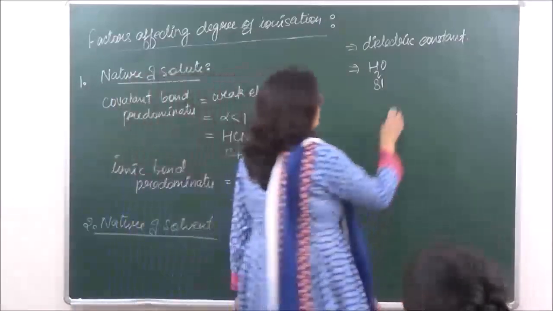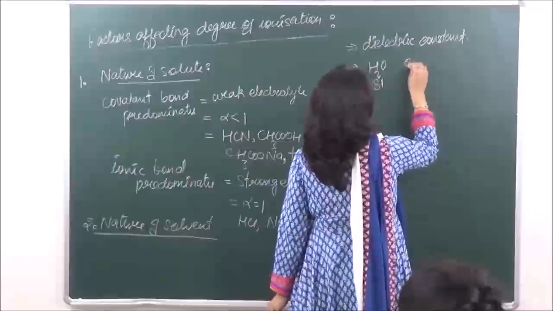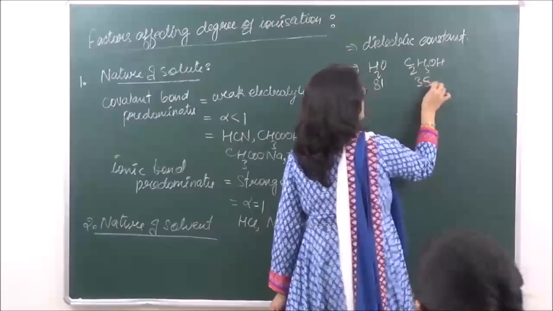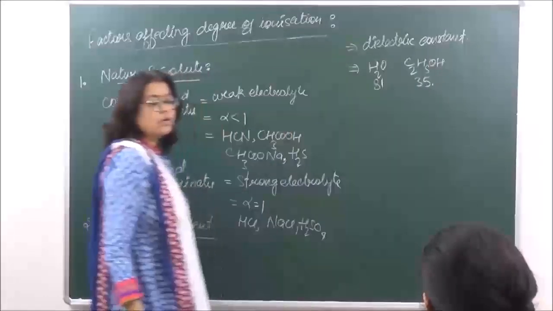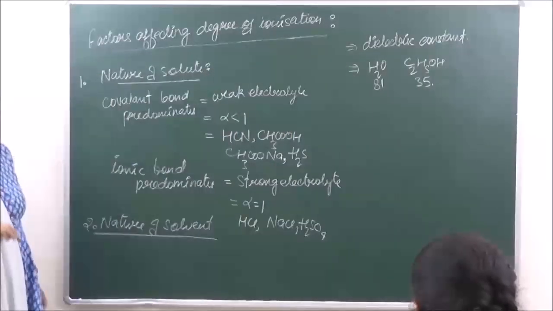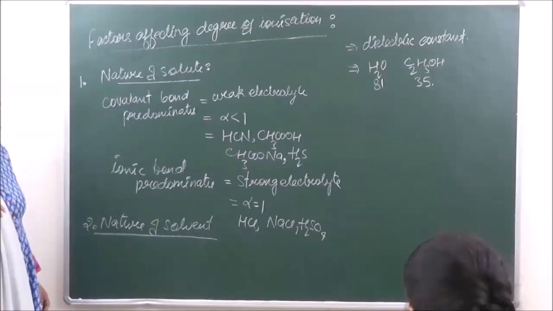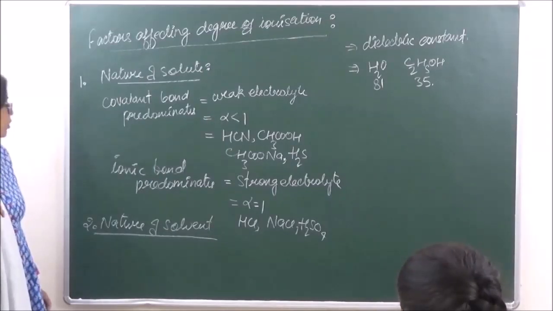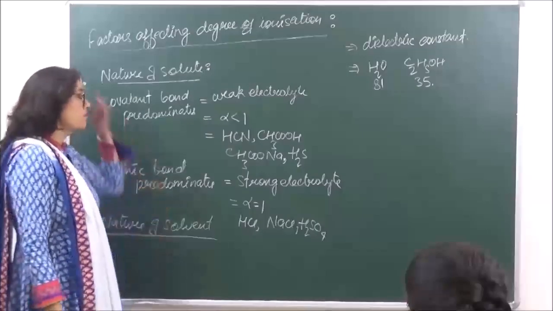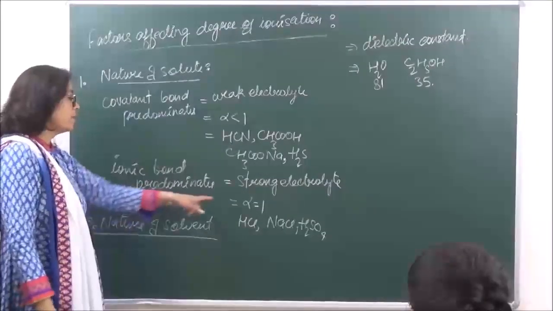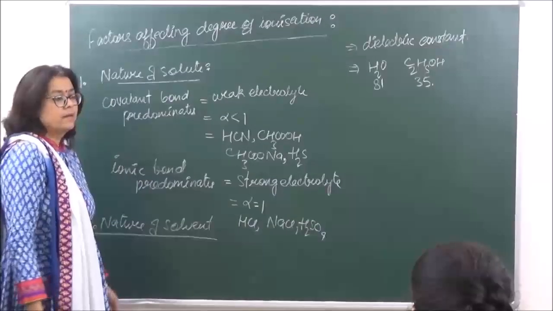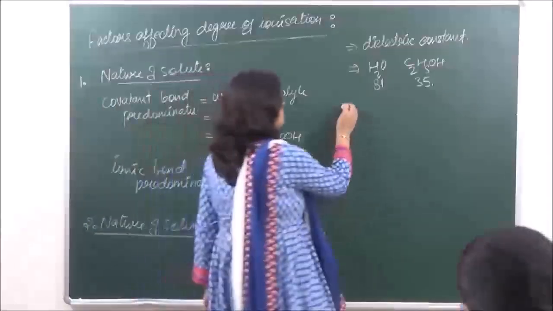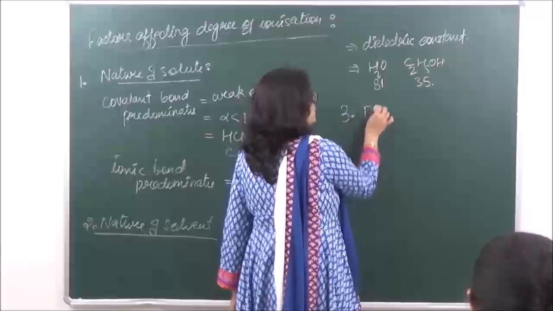And that of ethyl alcohol, the dielectric constant is only 35, so it is not a very good solvent. Clear? So greater the value of dielectric constant, more is the capability of breaking the electrolyte into its respective ions. Then the third factor is dilution.